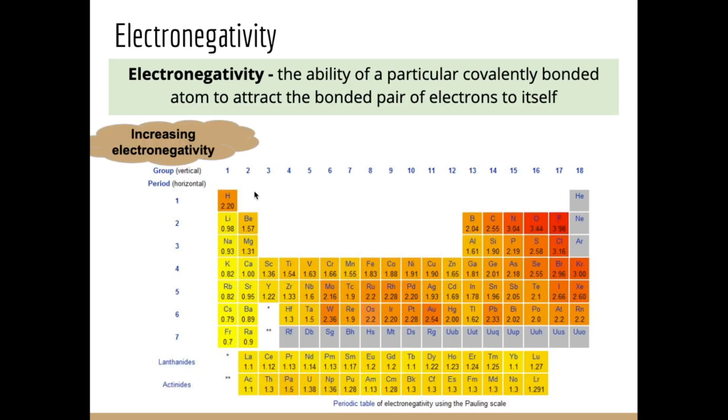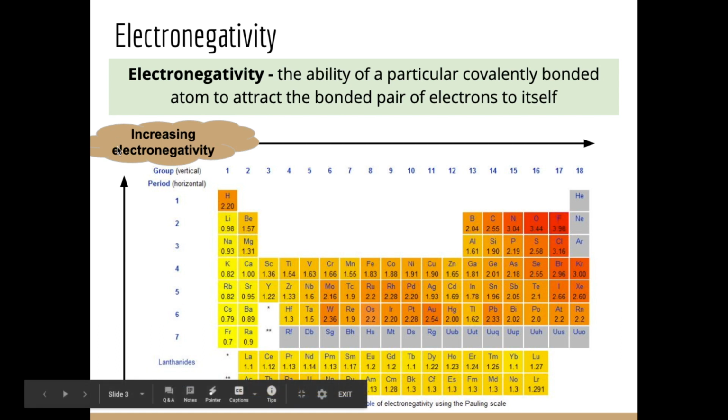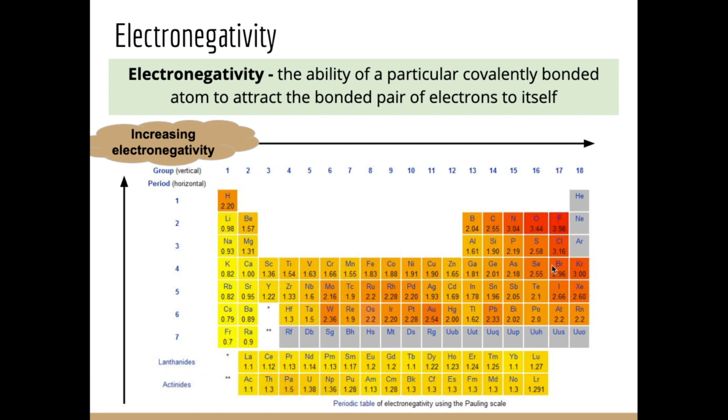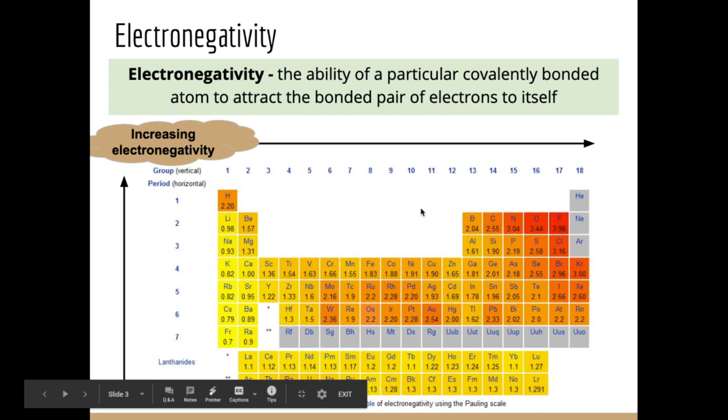So as we go towards fluorine that way, we increase electronegativity, and as we go towards fluorine this way, we increase electronegativity. And you can see that pretty easily with the color-coding here. The more red it is, the more electronegative. So if we have a bond between a carbon and a nitrogen, we know that the nitrogen would be the more electronegative one because it's closer to fluorine. If we have a bond between a hydrogen and a bromine, bromine would be the more electronegative one because it's closer to fluorine. So these are the general trends.